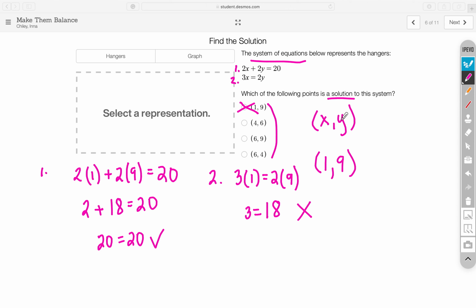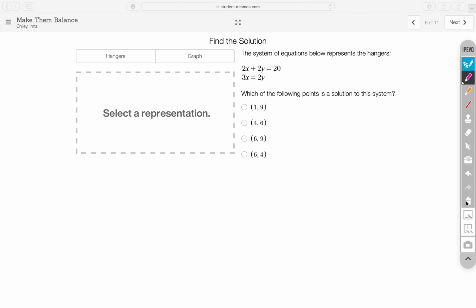A solution will make both equations equal. When I plug in x and y into both equations, I will have a check mark here and a check mark here. That's how you know if it's a solution. So the first one doesn't work. Let's try the second one.